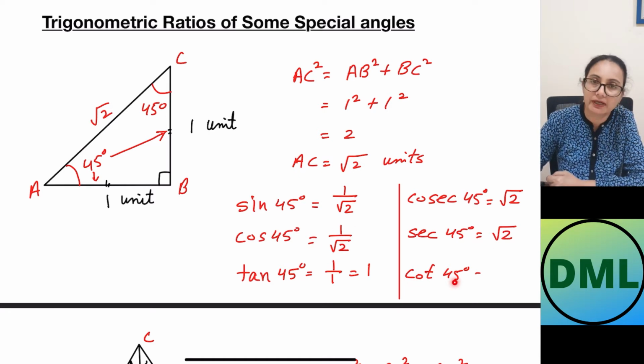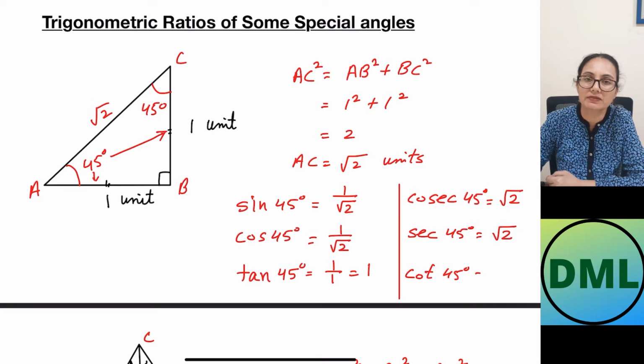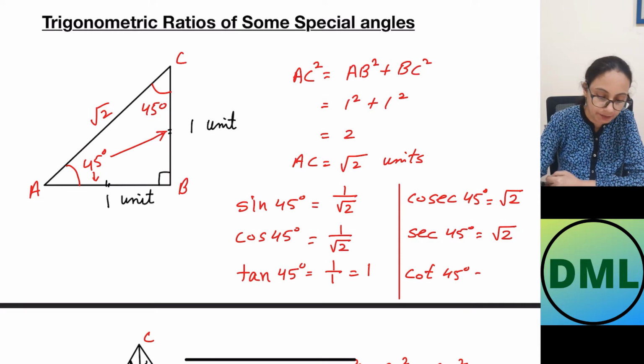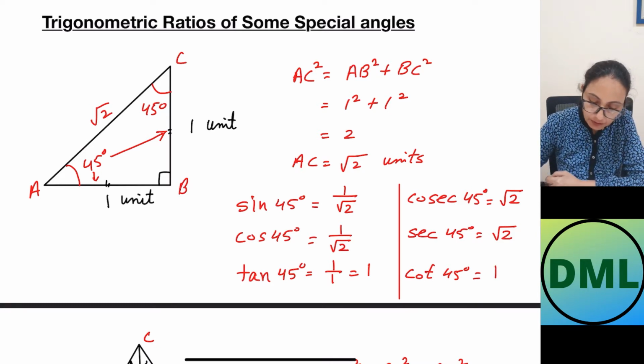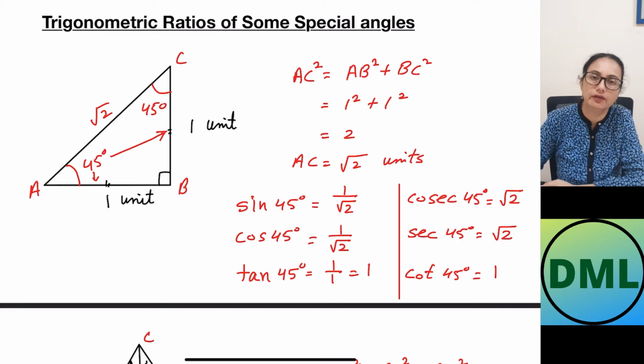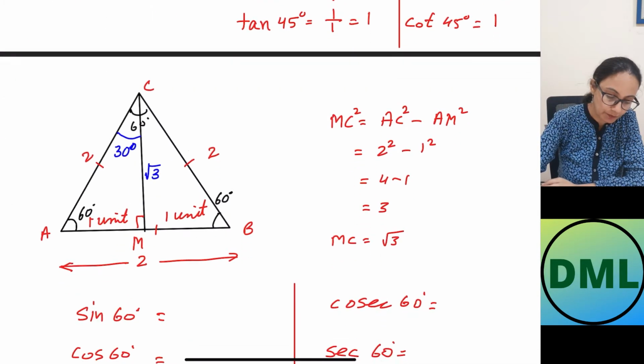Now cot 45 degree. I know that cot 45 degree is 1 over tan 45 degree. That means I need to flip this. So 1 over 1 is 1 only. So cot 45 degree is equal to 1. Now I will look for some other angles also.